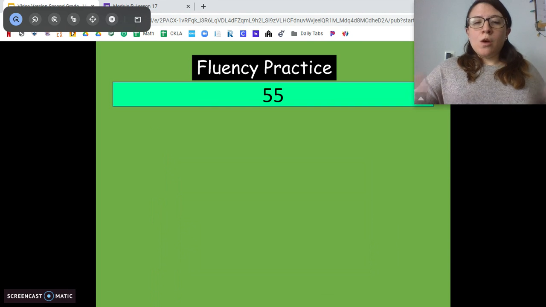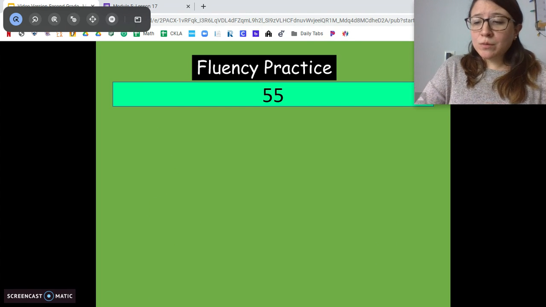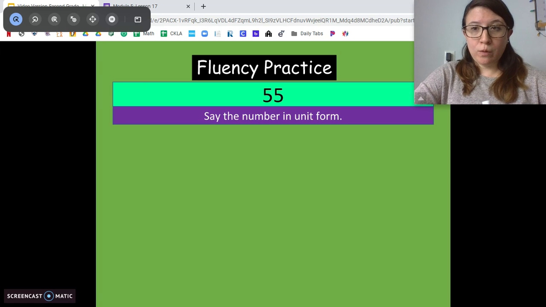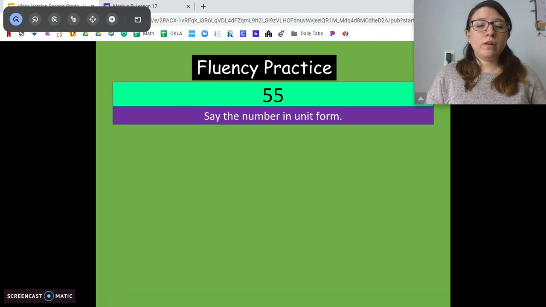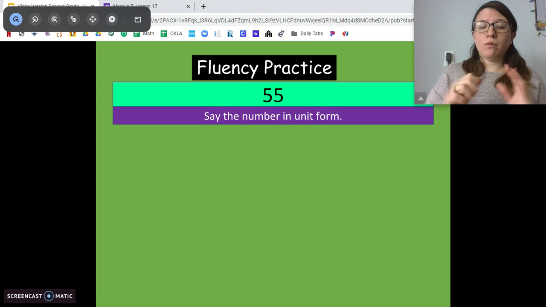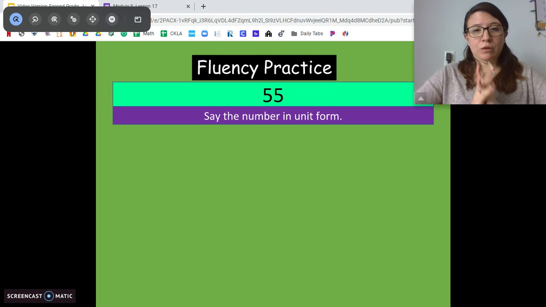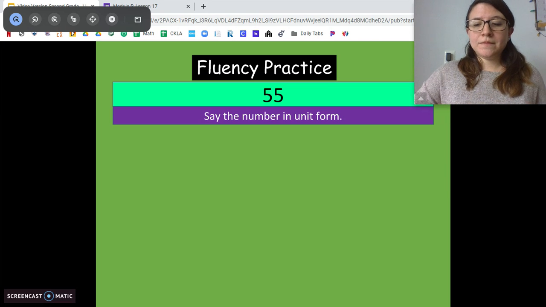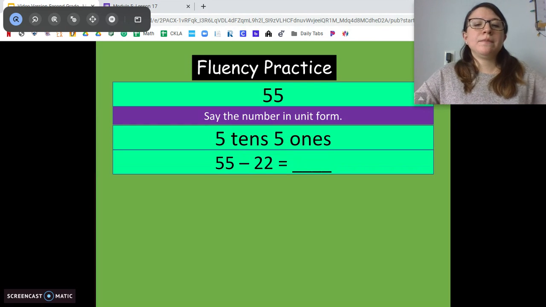Keep going. Oh, actually, never mind. We're going to switch gears. I would love for you to tell me this number in unit form. Remember, in unit form is when we tell the number of tens and the number of ones. So what is 55 in unit form? Good. 5 tens, 5 ones.